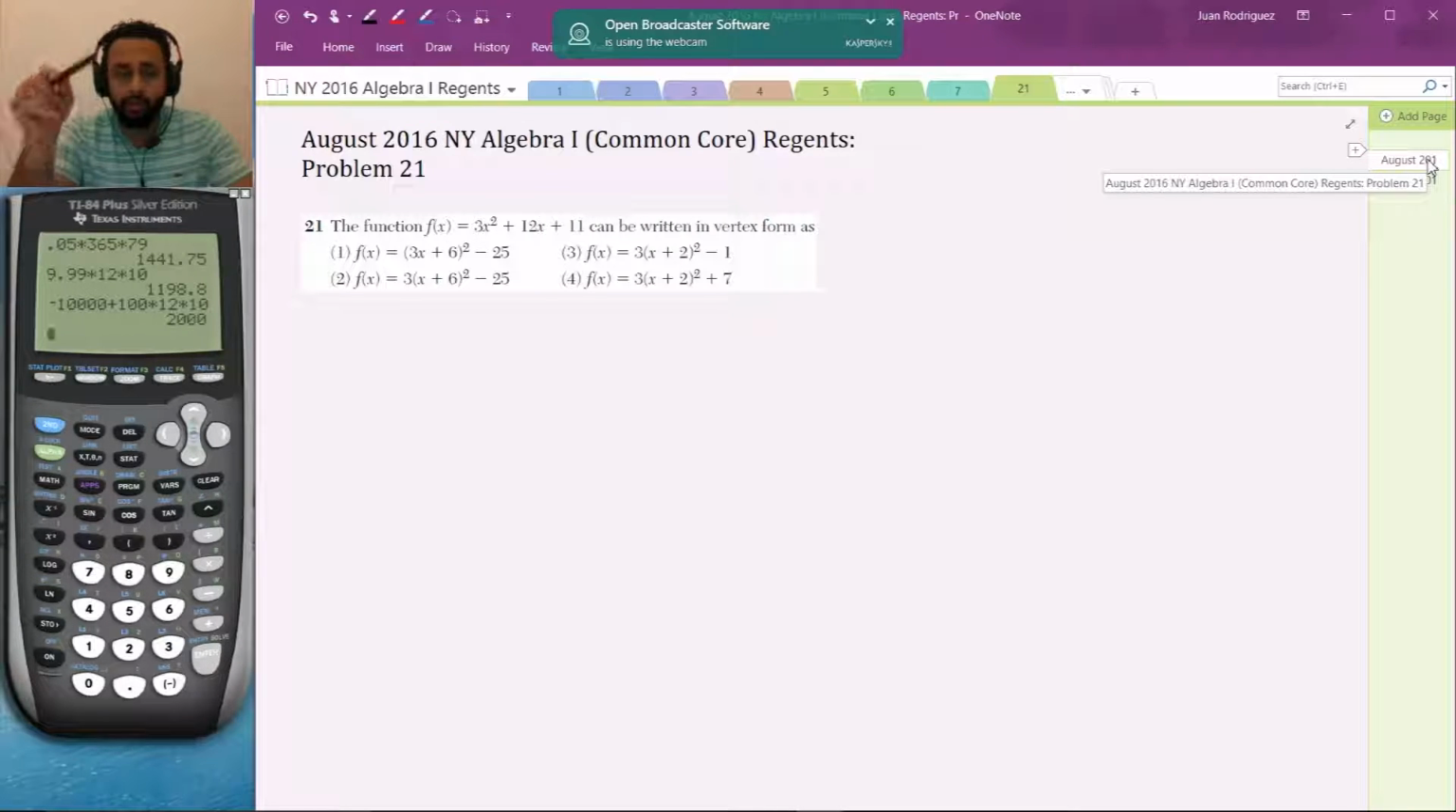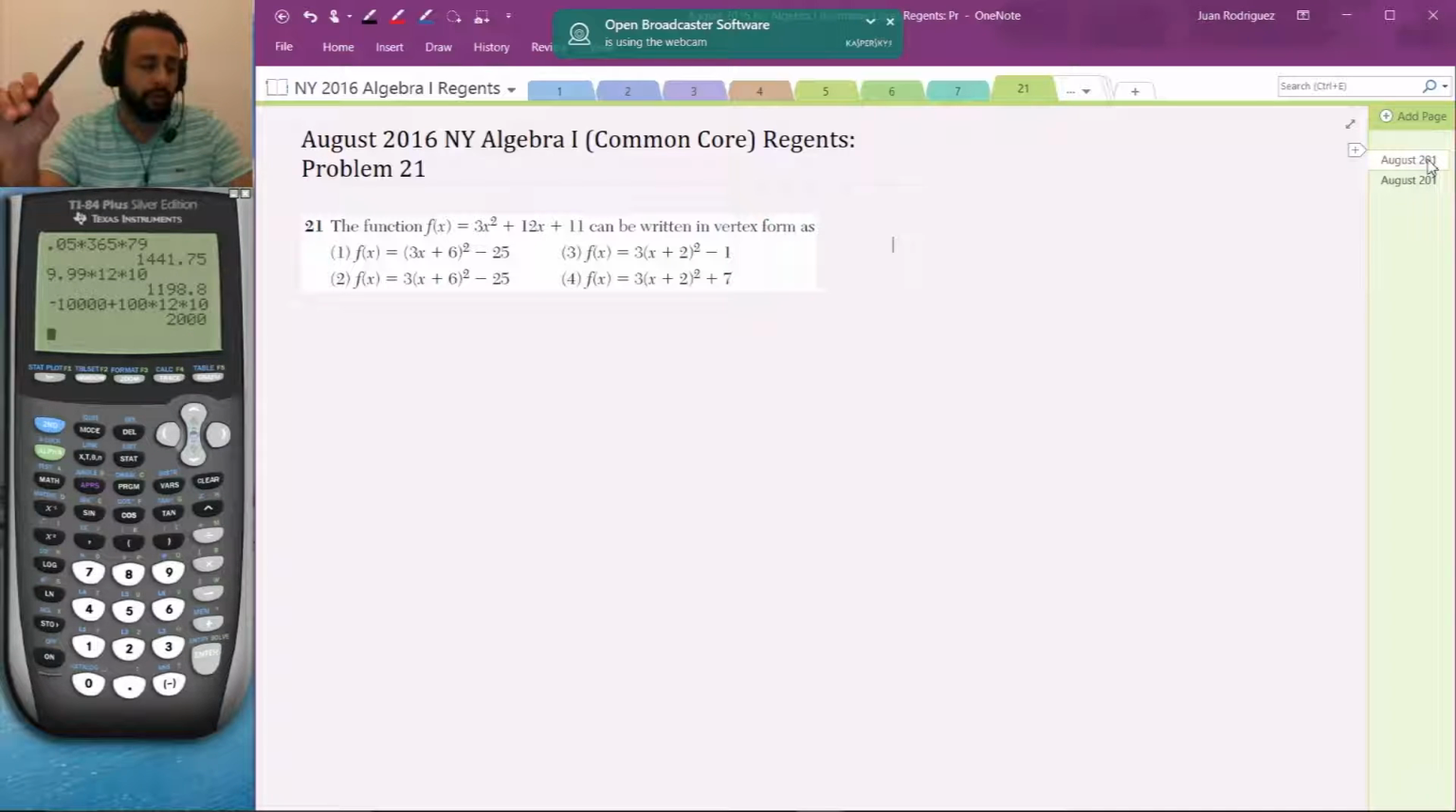Today we're working on the August 2016 New York Algebra 1 Common Core Regents, problem number 21. Here's the problem. If you want to look at these tests, go to nyscdregents.org, click on the appropriate tabs. All the tests are freely available there.